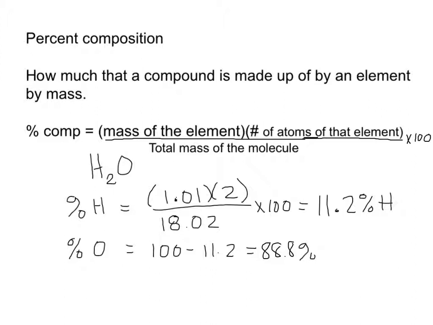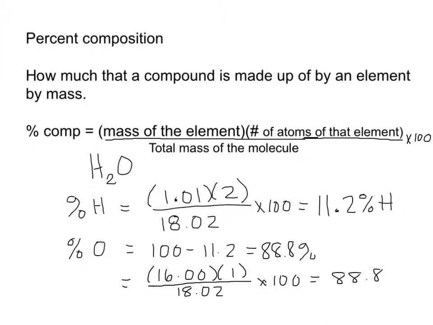You could also set up a calculation and check your work. So we would do the mass of oxygen, which is 16.0. There is just 1 oxygen atom in water, and again the mass of water is 18.02, and if we did this calculation, you would also get 88.8%. Always good to check your work.